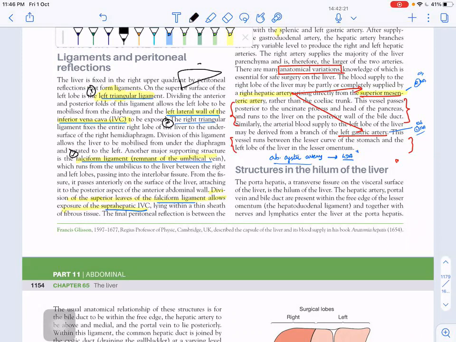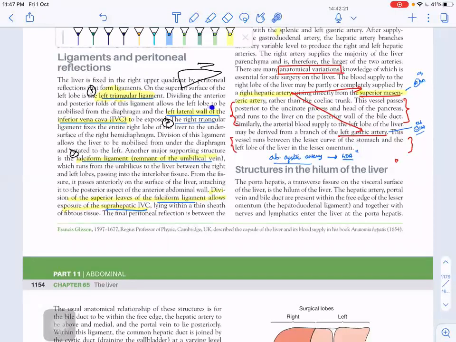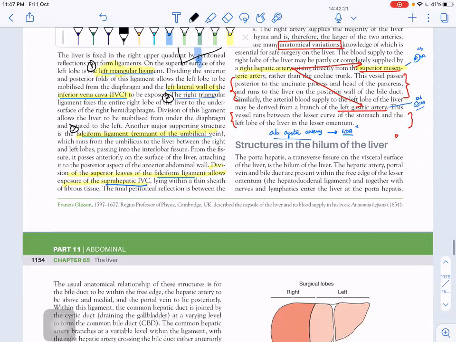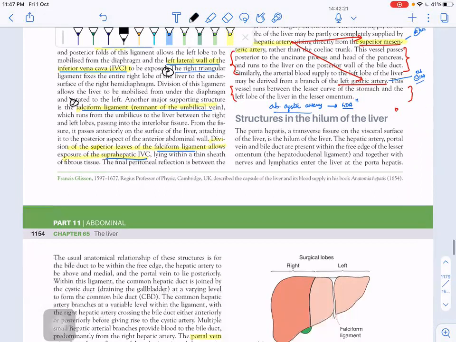Dividing the left triangular ligament allows the left lobe to be mobilized from the diaphragm and the left lateral wall of the inferior vena cava. Just remember, it allows the left lobe to be mobilized from the diaphragm first, and the left lateral wall of the IVC. The IVC is present at the back side. So if we divide this ligament, it will come near the lateral wall of the IVC, outside of the IVC. Just remember that.